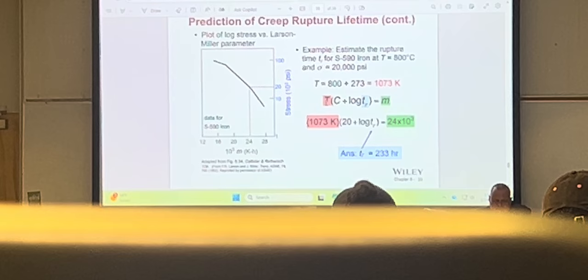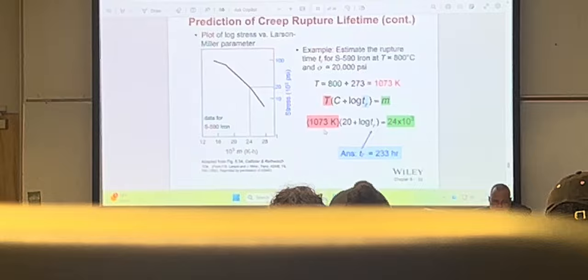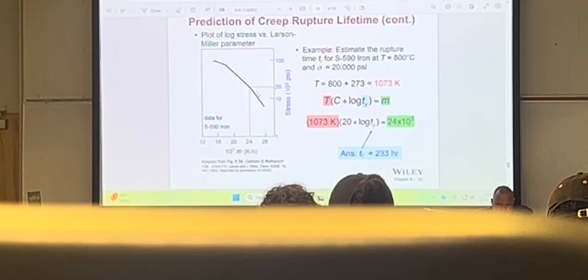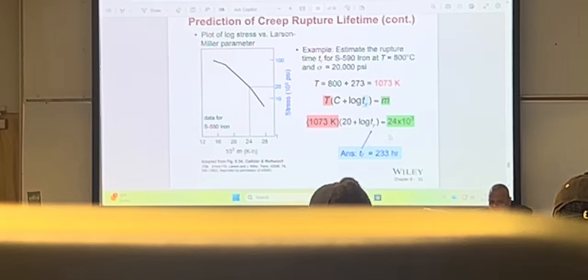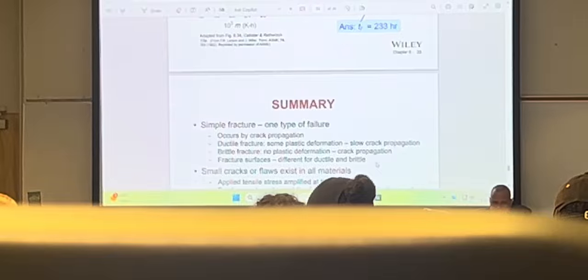And we write that T times (C plus log t), small t, is equal to M. So we have 1073 Kelvin times (20 plus log t) is equal to 24 times 10 to the 3. So at 20,000 psi, we can see that the Larson-Miller parameter here is 24,000. And then we solve for t, and that's going to give us 233 hours of service. It's very important to make this prediction.